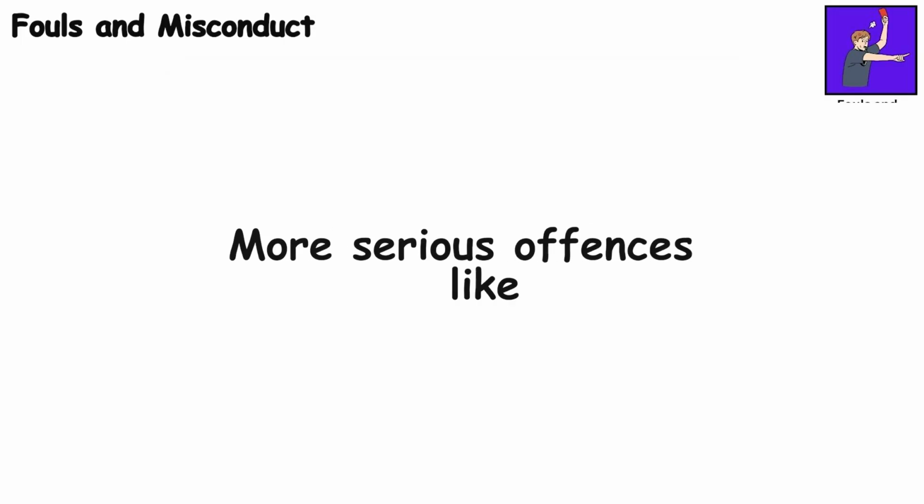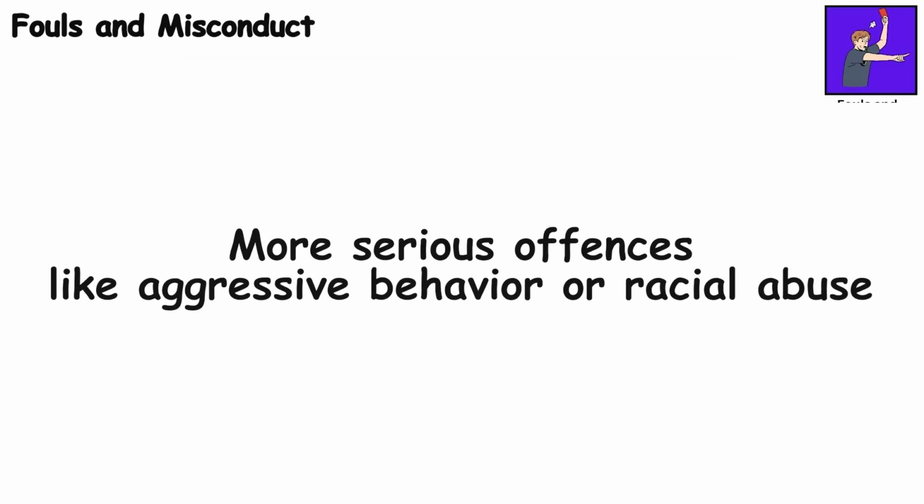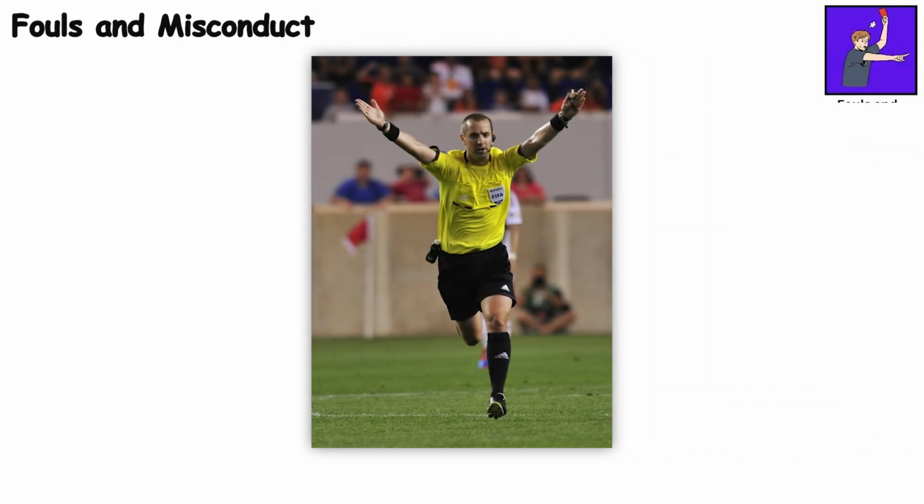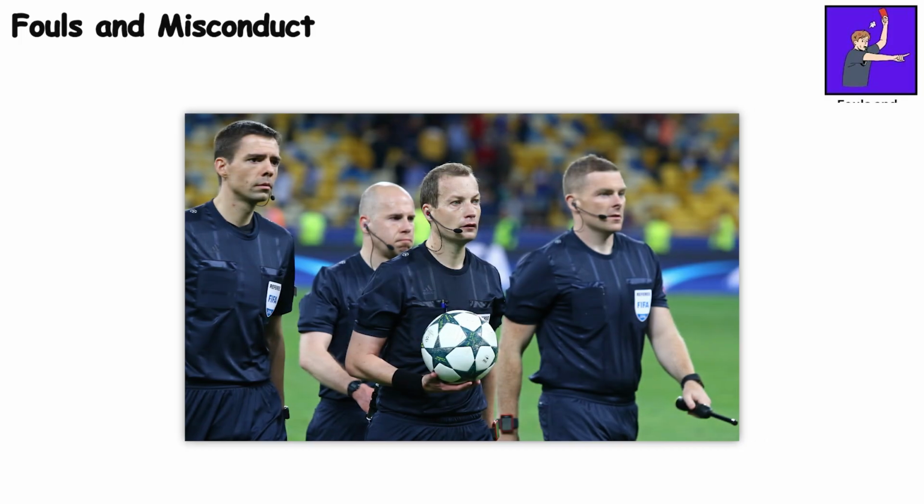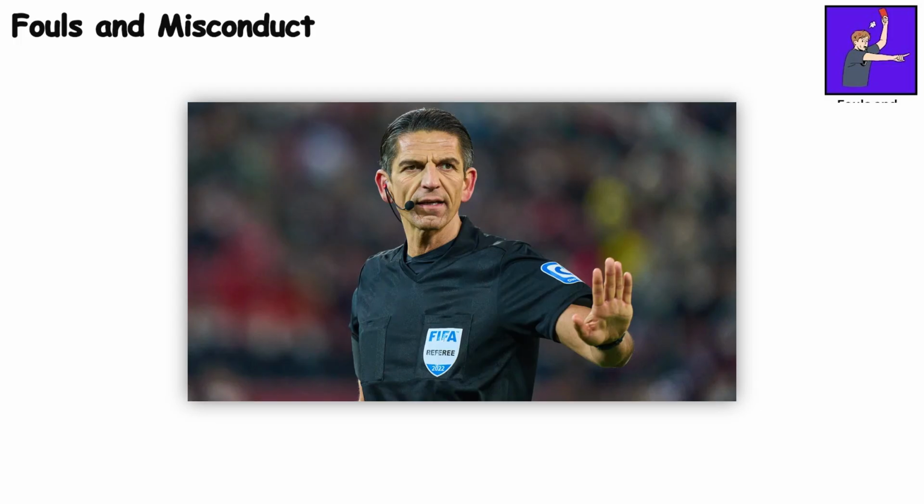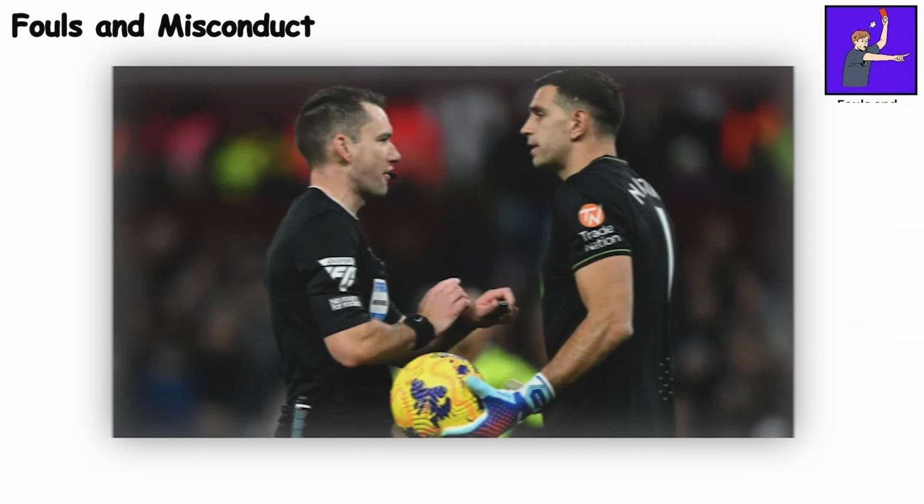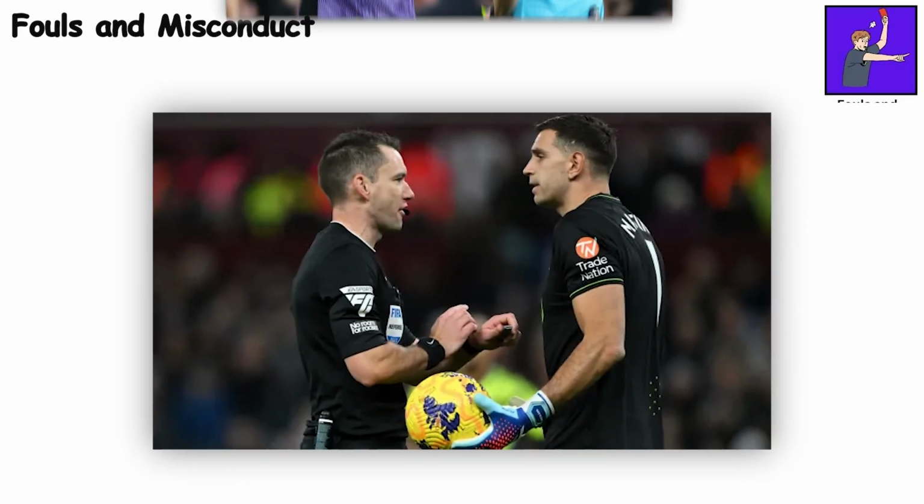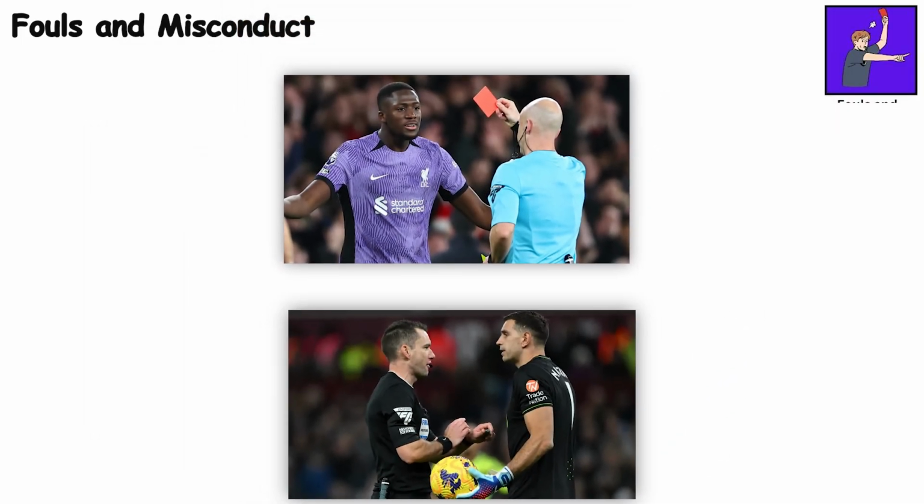More serious offenses like aggressive behavior or racial abuse are reported by the referee and may result in further action from governing bodies. If the match is stopped due to serious misconduct or unsuitable conditions, the referee notes the time and reason, and play may restart with a dropped ball or another method once safe. These foul and misconduct rules aim to protect players, maintain respect for officials, keep the match safe, and ensure that serious or repeated offenses carry meaningful consequences.